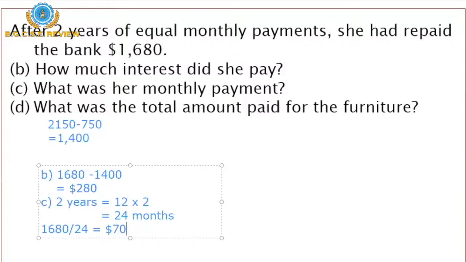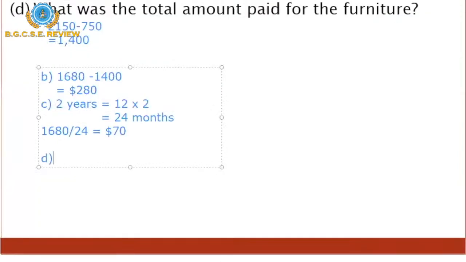balance. Now, final part of the question, part D. What was the total amount paid for the furniture? Well, we know when we go back to the hire purchase plan, the total amount is always going to be the deposit plus the total monthly payments. So her deposit, the question told me, was $750, plus her total monthly payments, which were $1,680. And so her total amount paid for the furniture, when I work it out, is $2,430.